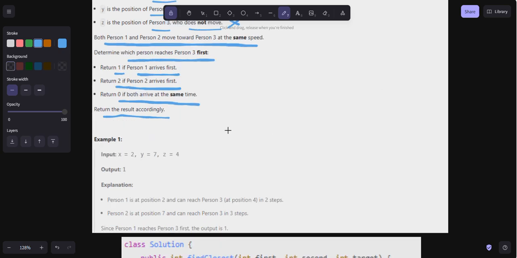Now see the approach here. So here x value is 2, y is 7 and z is 4. Okay, so z is fixed. Now just do one thing, calculate the difference between x and z. Okay, so we will use the math.abs function.